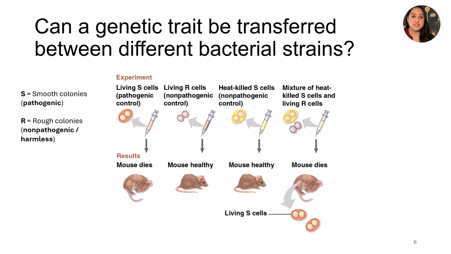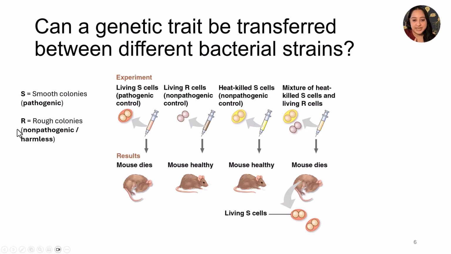And so sometimes the colonies can look different from each other. Sometimes if you look at the plate, the colony can look smooth. You don't even have to touch it. It just looks smooth. And then sometimes they look different. And so that's why he came up with this kind of naming scheme for these two different strains. So he called the smooth colonies the S cells, and then he called the rough colonies R cells.